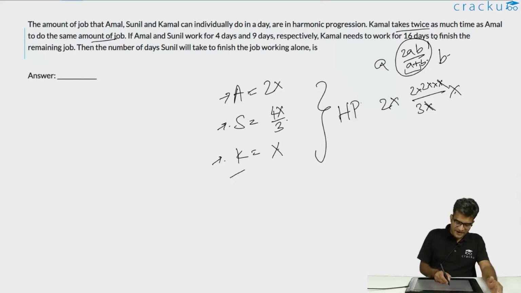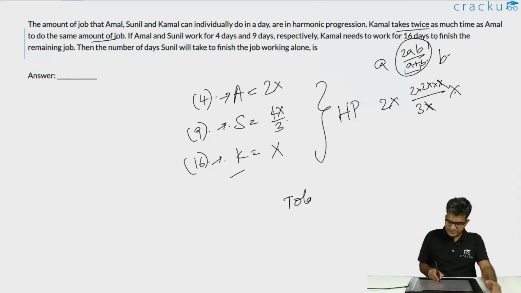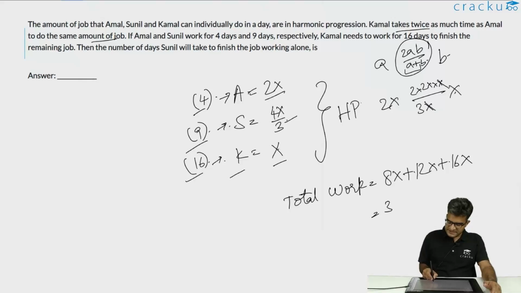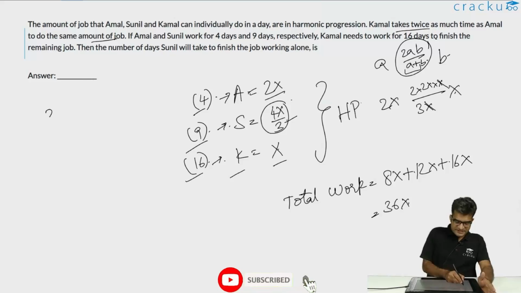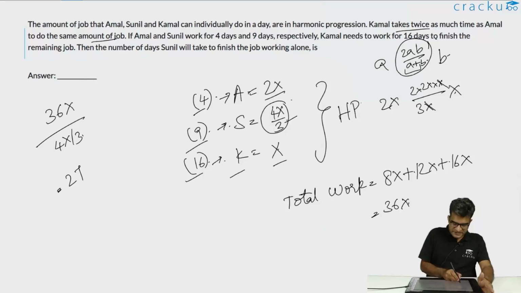What we are told is that if Amal works for 4 days, Sunil works for 9 days, then Kamal has to work for 16 days to finish the job. Or the total work that needs to be done is equal to 4 into 2x, which is 8x, plus 9 into 4x by 3, which is equal to 12x, plus 16 into x, which is 16x. This is equal to 36x. So how many days will Sunil alone take to finish the job? That will be 36x divided by 4x by 3, which is equal to 27 days. So the answer for this question is 27.